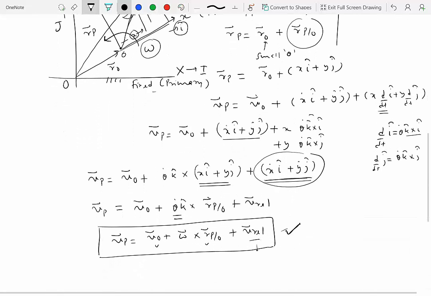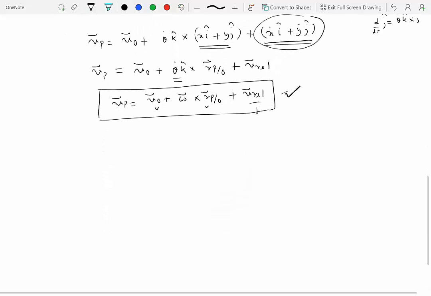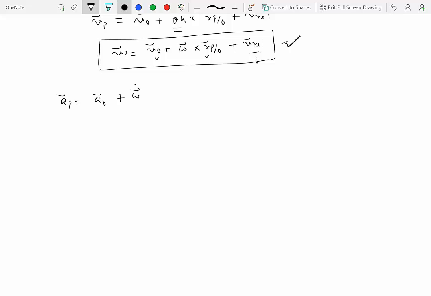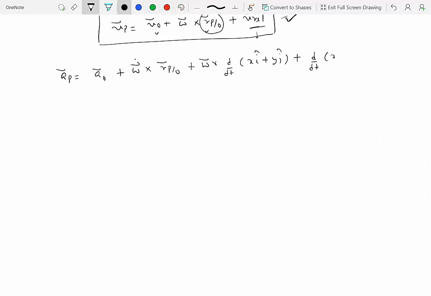Okay, so now let's talk about the acceleration. How do we get the acceleration? To get the acceleration, we can continue to take the derivative of this equation. So acceleration of P would be equal to acceleration of O plus omega dot cross r, plus omega cross d over dt of r of P with respect to O, which we know is x i hat plus y j hat, plus d over dt of V relative. V relative is x dot i hat plus y dot j hat.